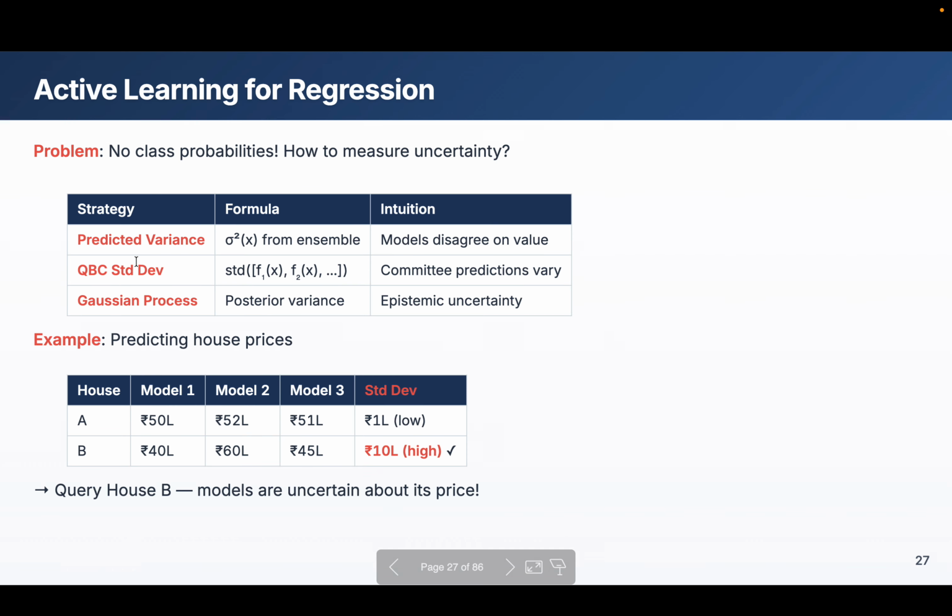Similarly, we can get the predicted variance if it is coming from an ensemble of models. And then there are methods which will directly give you a notion of uncertainty, in this case an example which I've given is Gaussian process. We will not talk about that today.